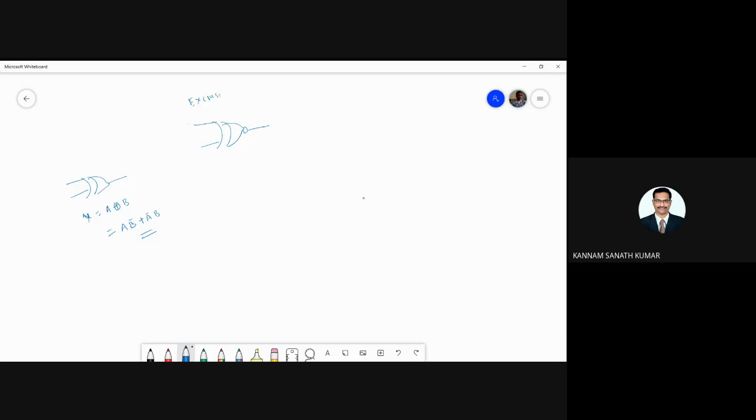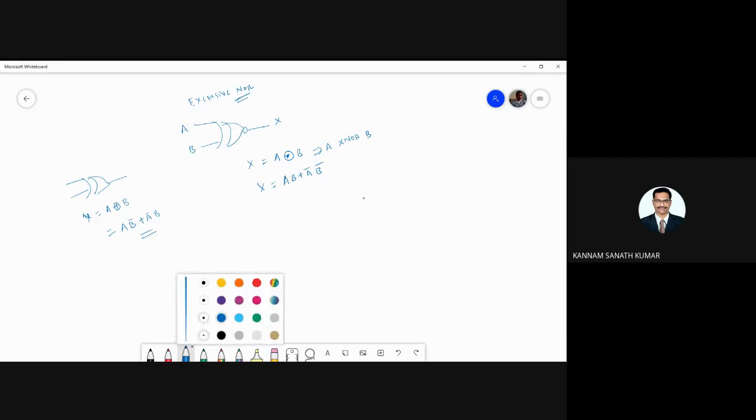Okay. So this is exclusive NOR gate. Exclusive NOR means you have A input and B input and you are getting output X. So X equal to what? This is the symbol. Here this is a dot, and exclusive NOR gate. A XNOR B. This is nothing but A exclusive NOR B. So the expression for this is AB plus A bar B bar. AB plus A bar B bar. Okay.